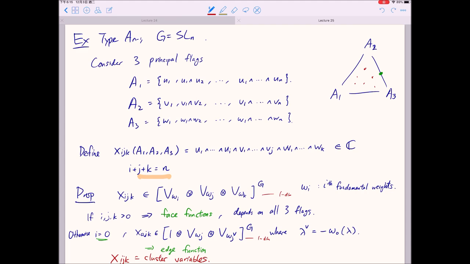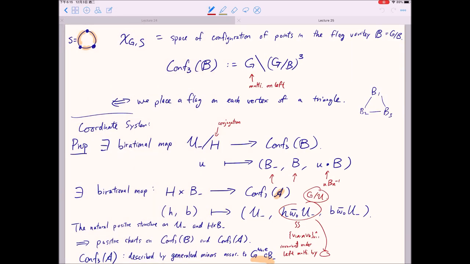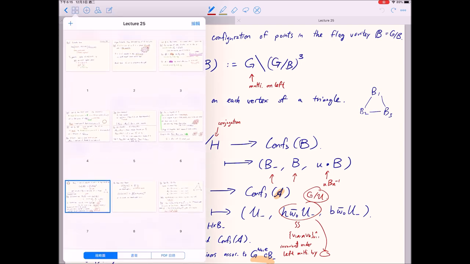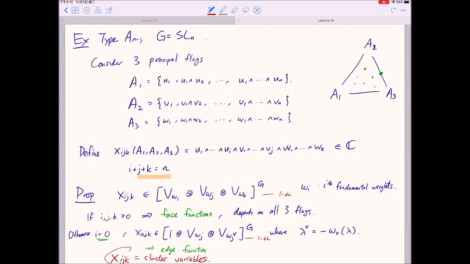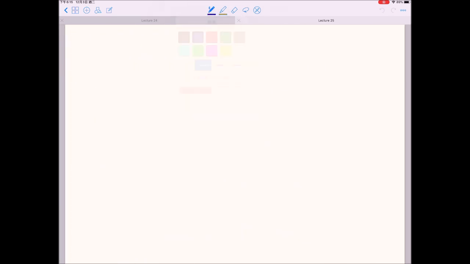I mentioned that we have a directional map from B minus to the configuration of A, say by ignoring the H. So we have U minus, W omega, W zero bar U minus and B W zero bar U minus. This gives you an embedding of B minus into the configuration of A. In particular, the positive structure from B minus should coincide with the positive structure on the configuration space that we have just defined through these cluster coordinates. So let's describe this observation in the following proposition.